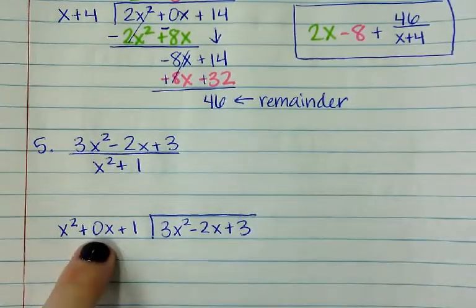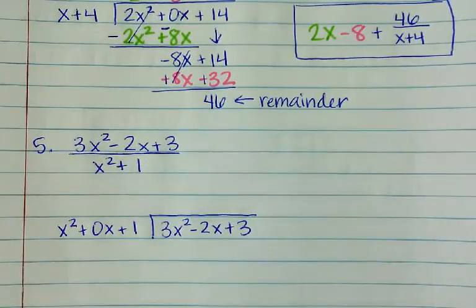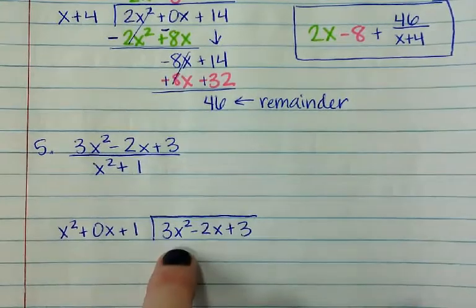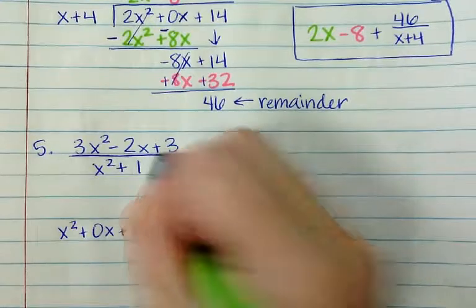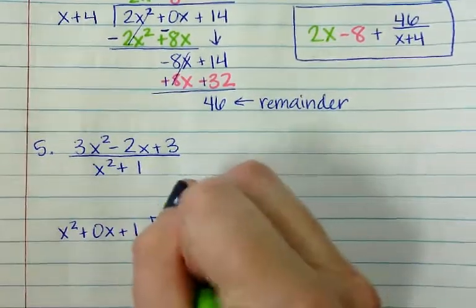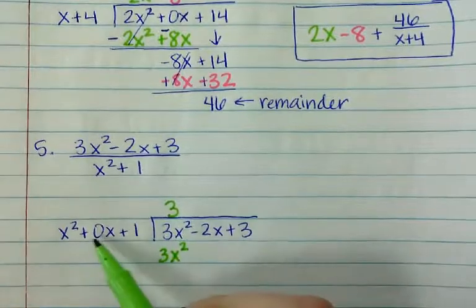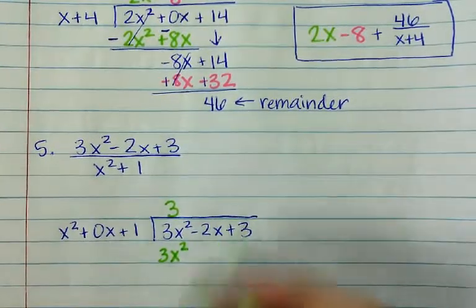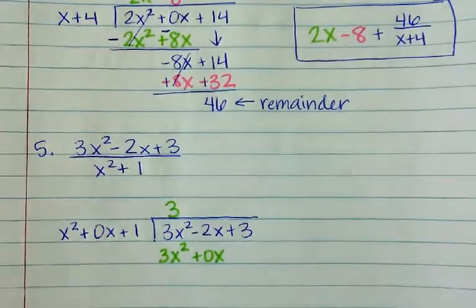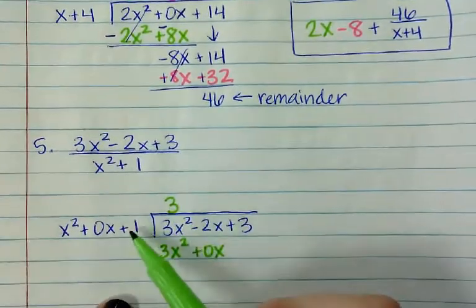X squared times what gives me 3x squared? Just 3. That's it. So 3 times x squared is 3x squared. 3 times 0x is still just 0x. Are you guys cool with that? We're just kind of using it as a placeholder. And then 3 times 1 is just 3. So this one's interesting. Now we're kind of dividing by a trinomial here. Okay? With that 0x.